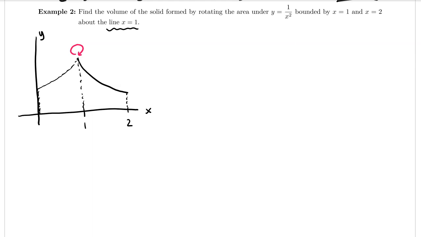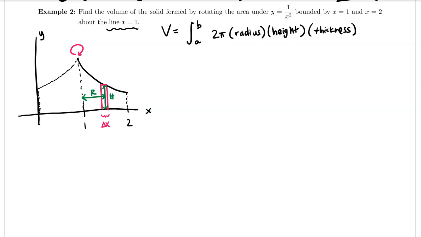And what I want to do now is draw a rectangle. The thickness of that is delta x. And then the radius of this is the distance from my axis of rotation to my shell. So that represents my radius. And then the height is that dimension there. So let's call that h for height. Just as a reminder, I went ahead and wrote my setup integral. And so our limits of integration are going to be from 1 to 2.